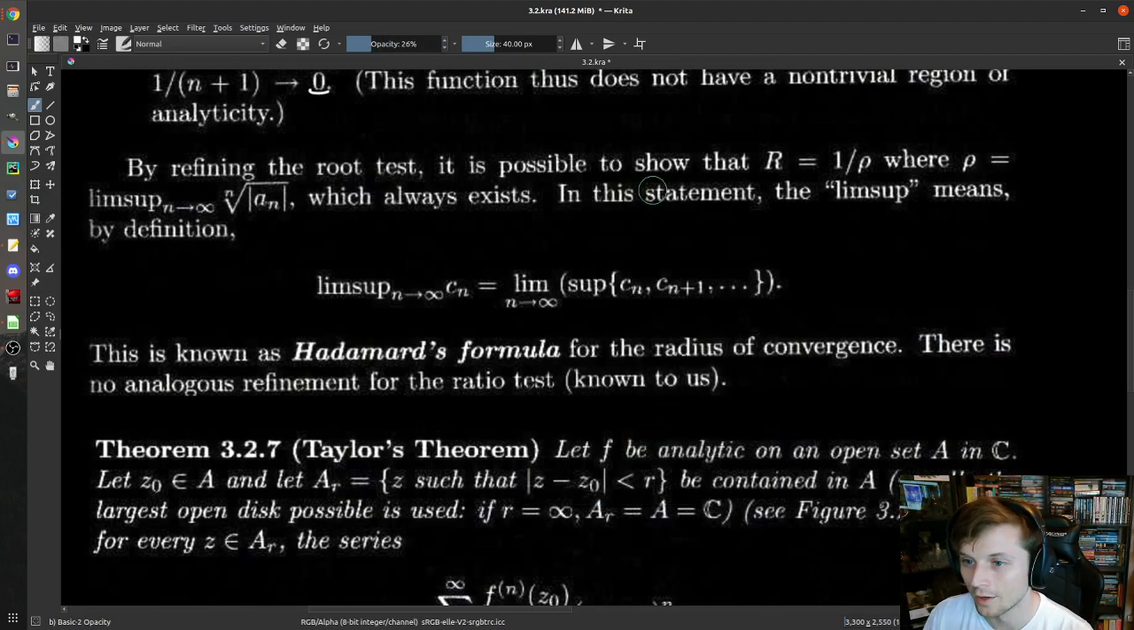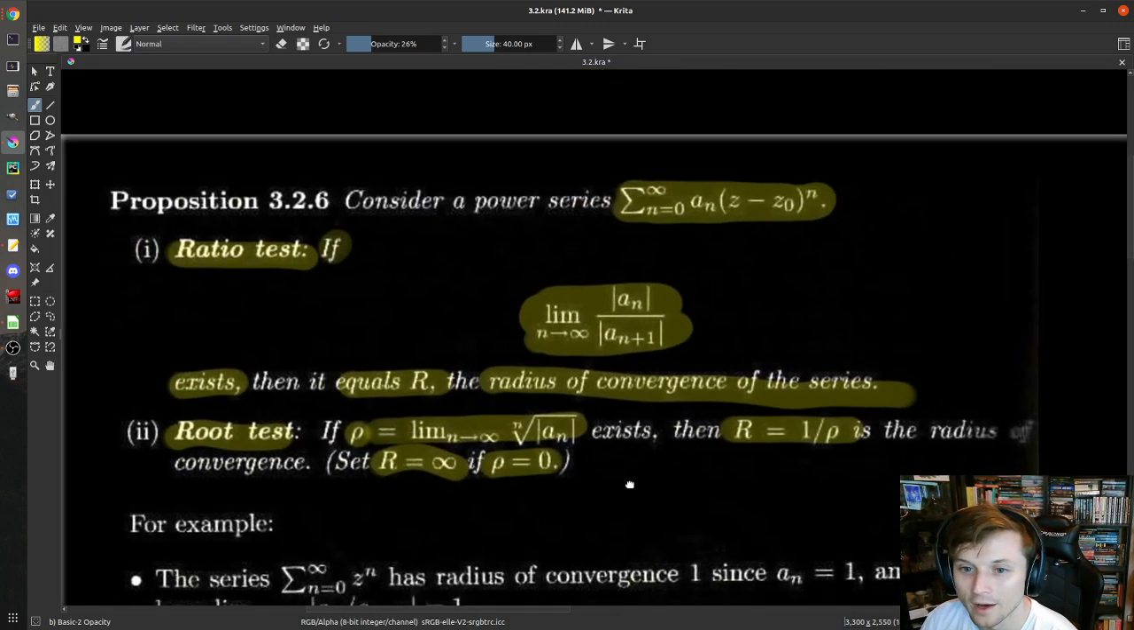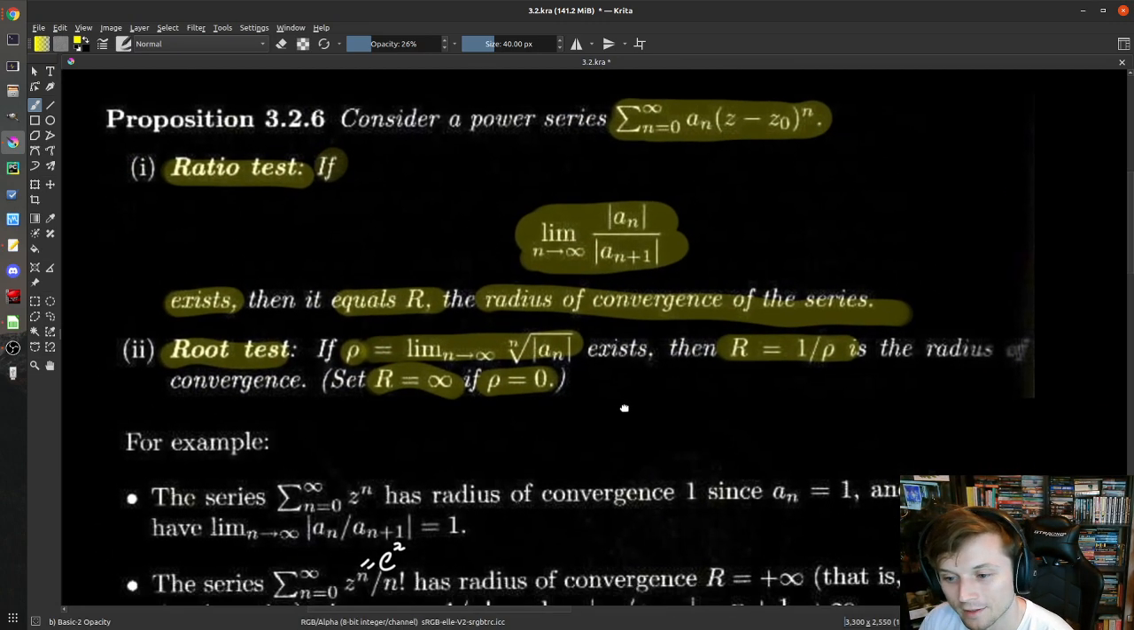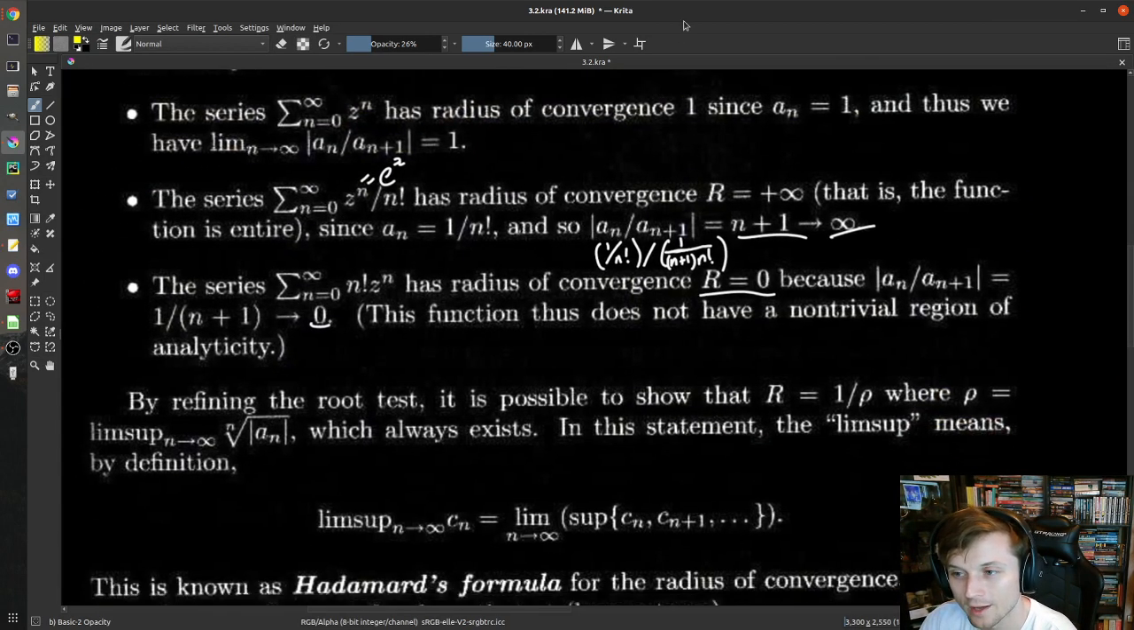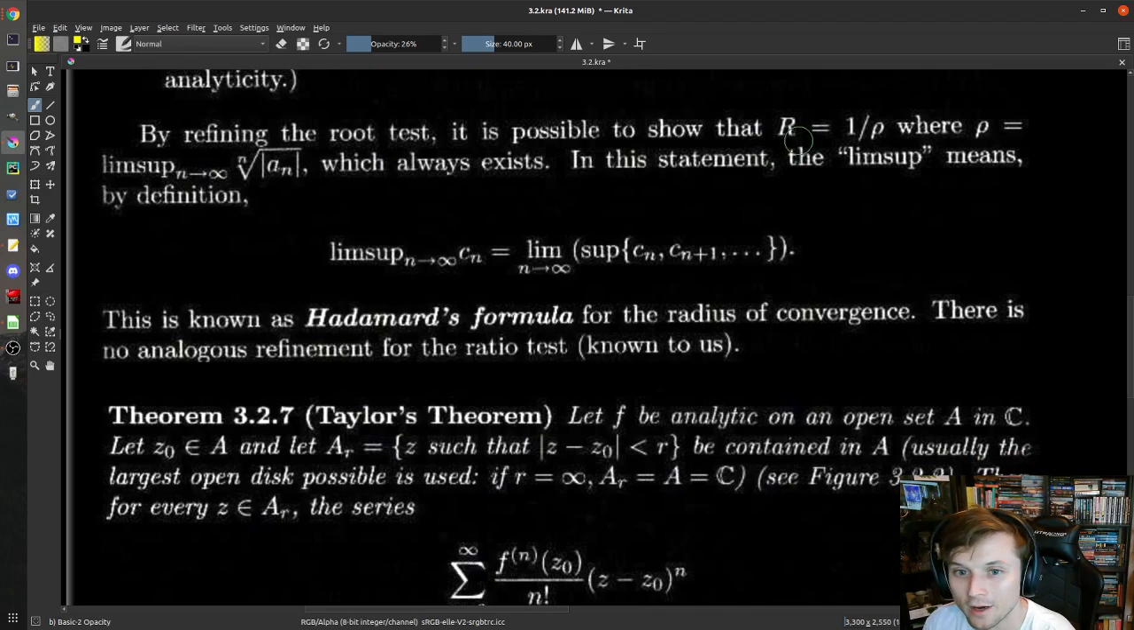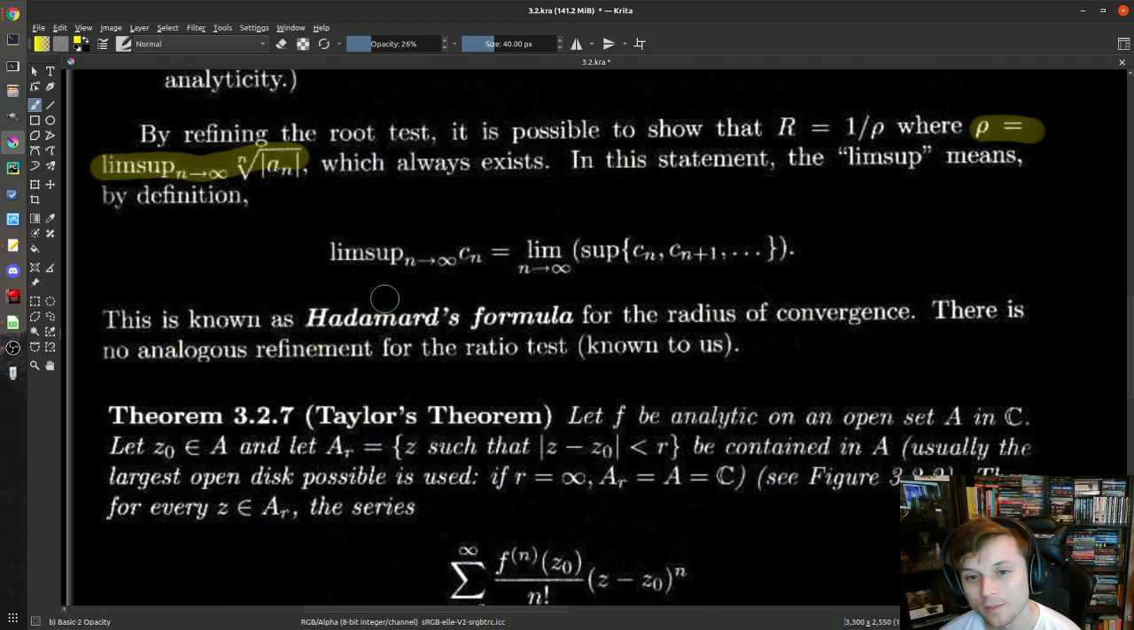Kind of cool. All right, back out of example world. This is back to thinking about proposition 3.2.6 and not just looking at examples using it. Notice we can get r from 2 different ways right here. And it's possible, in fact, in the latter case, to see that rho can be given by this 1 over r as the limit supremum as n goes to infinity of the nth root of the modulus of an. We can actually show that this always exists.